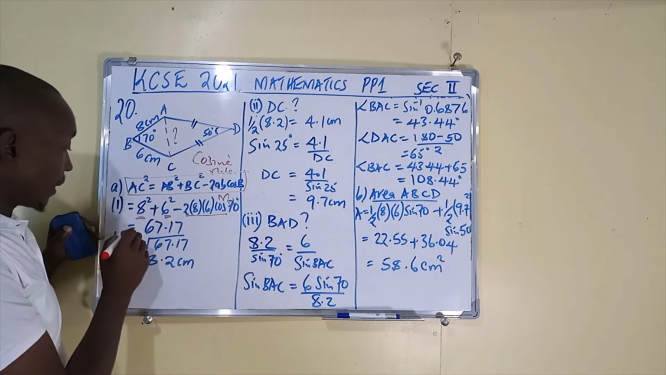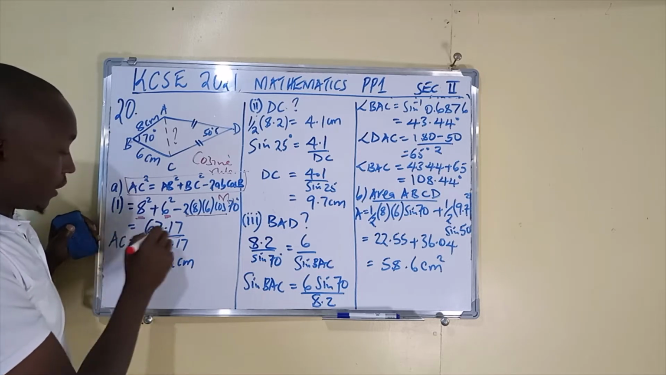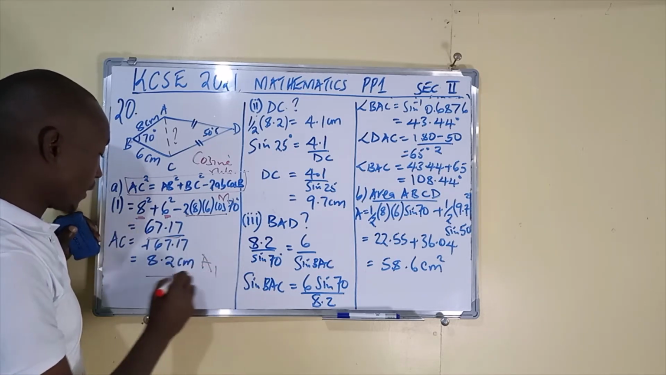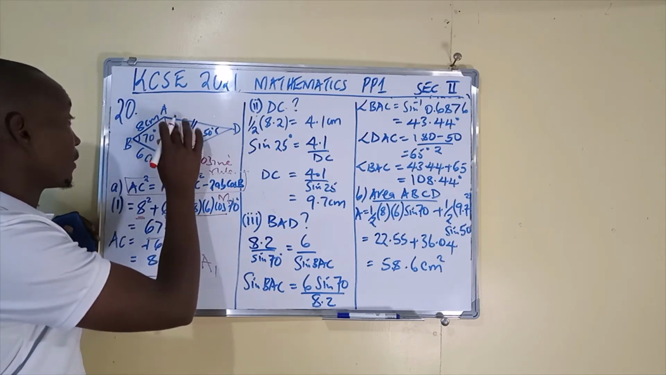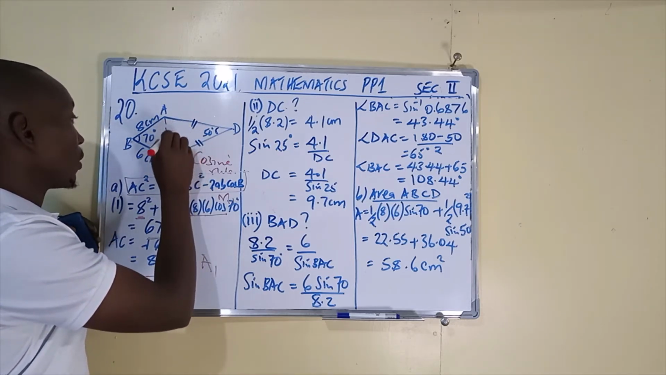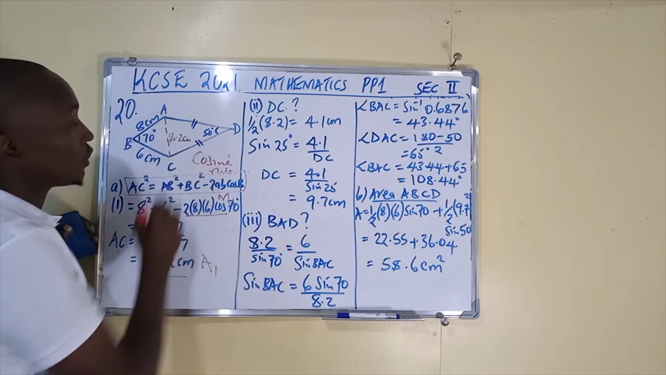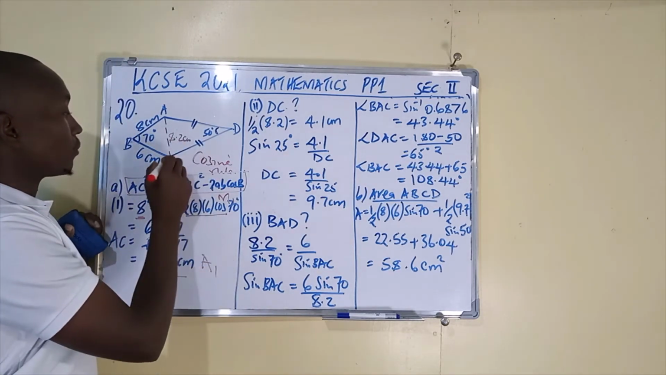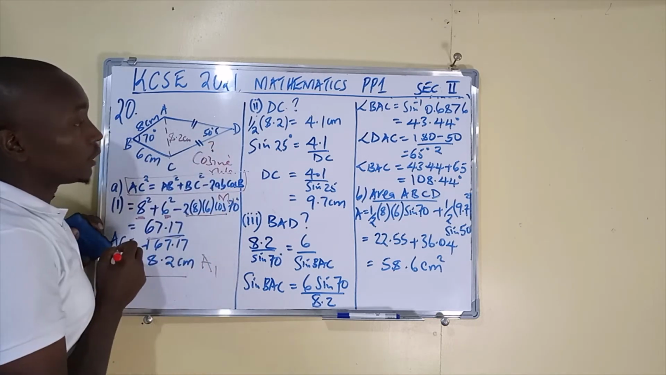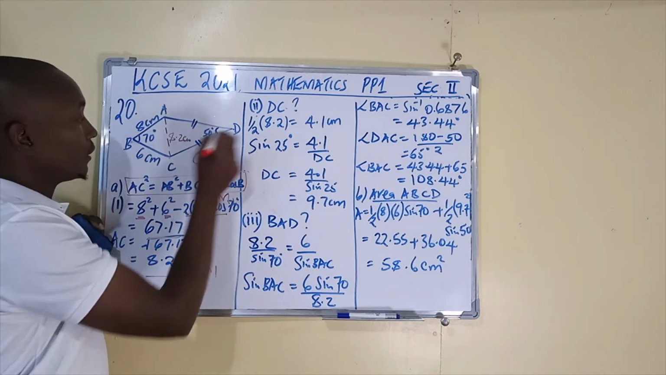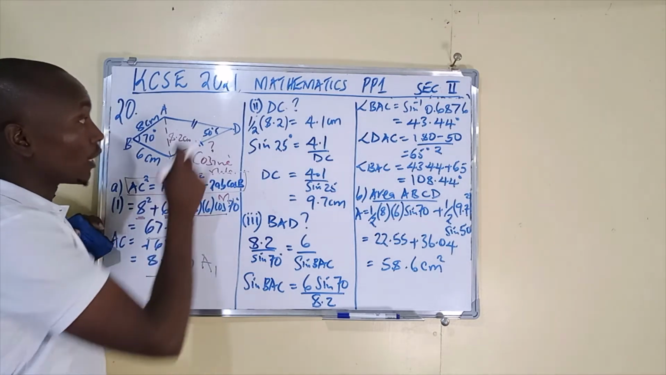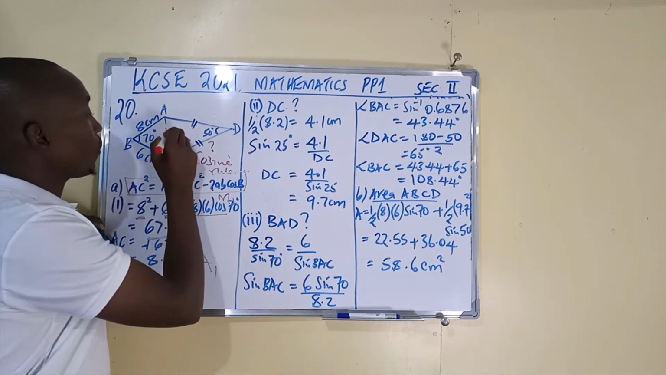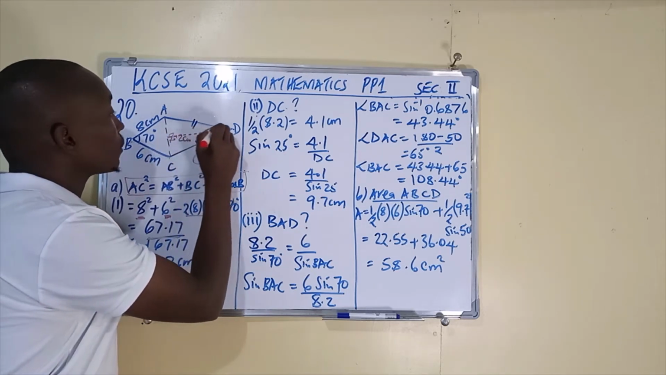Then remember this is AC squared. So with AC squared, you find the square root here, and you find the final answer, that is the length AC. So AC is 8.2 centimeters. Roman 2 of the same, we are going to work out the length of DC. Triangle ADC is an isosceles triangle. This side and this side are equal. What does that mean? I can drop a perpendicular from this end.